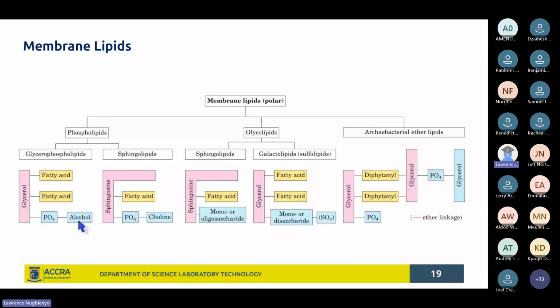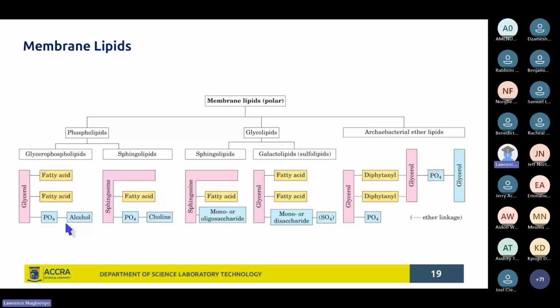Not necessarily an alcohol. It can be anything. It can be a fatty acid. Even sometimes it can be an amino acid in some structures. If it's some lipoproteins, for instance, you can have such complex structures forming.